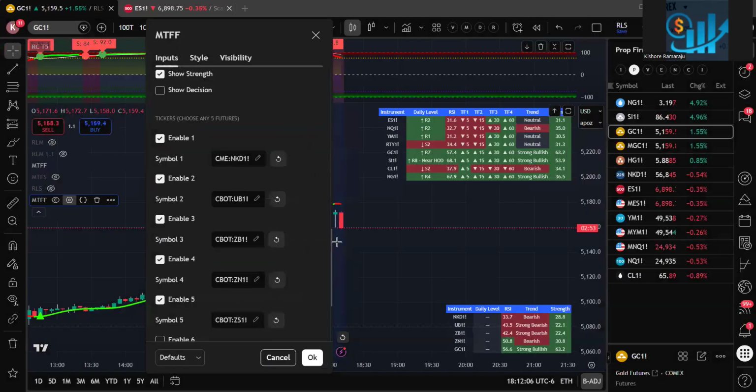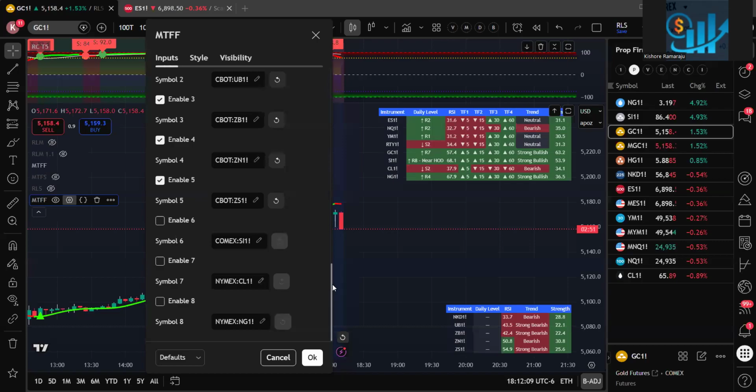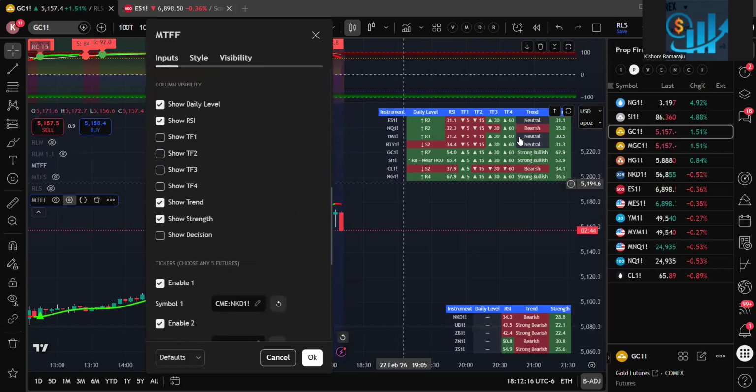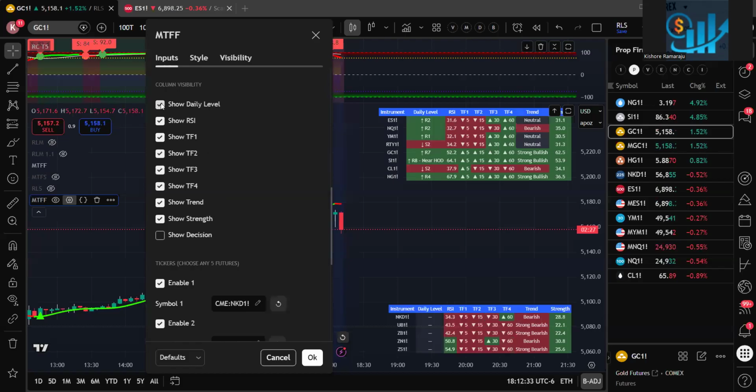or if I want to see soybean futures, like that, whichever you want, you can give the other symbols, right? For example, if you have a smaller plan where you can only enable five, you can add the indicator one more time and give another five. So you don't need to have a higher plan that way.